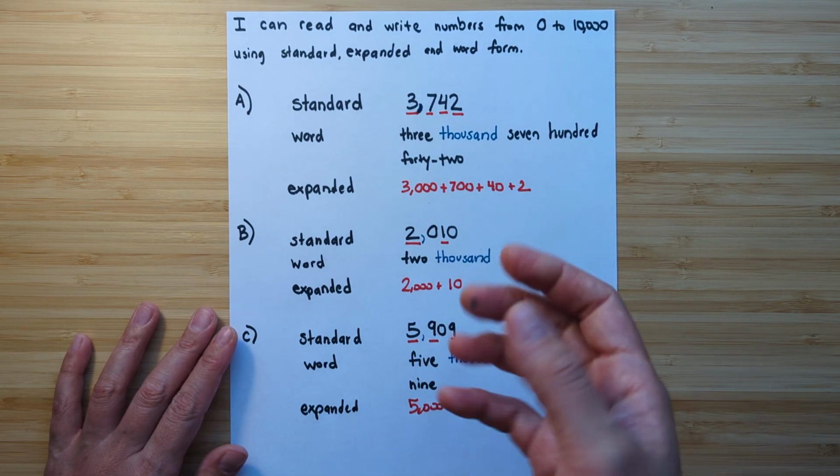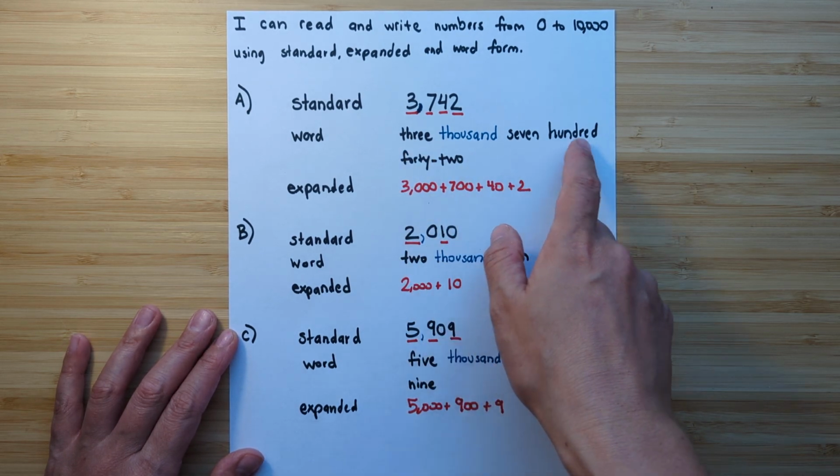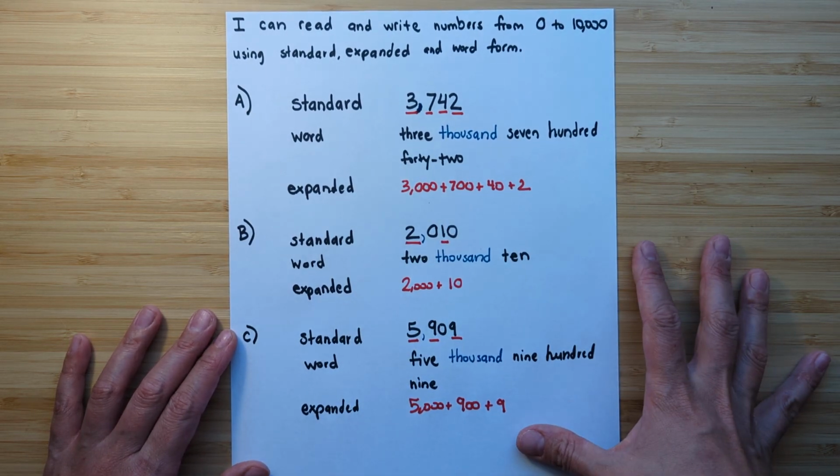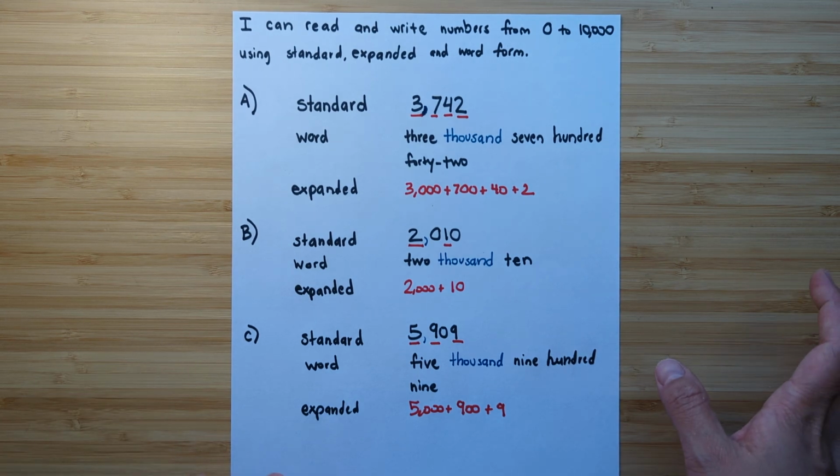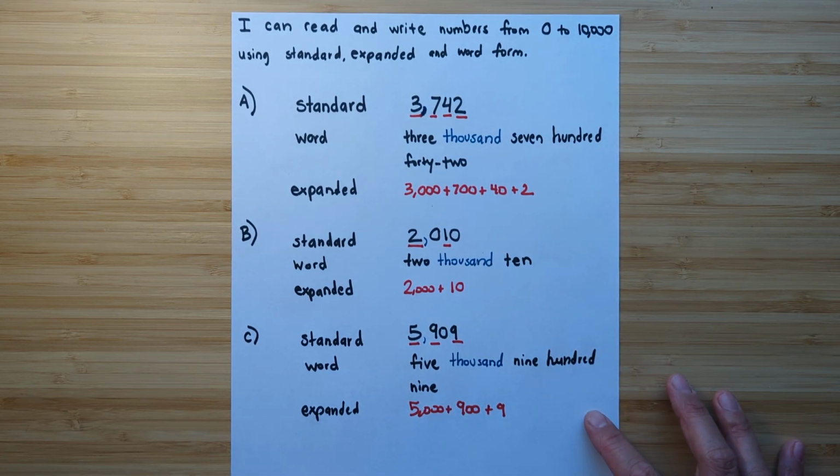So it's easier to say 3,742, but technically you should really just say 3,742. There are no ands. We'll add on ands in 4th and 5th grade when we get to decimals, but don't add in any extra ands there. That's it.